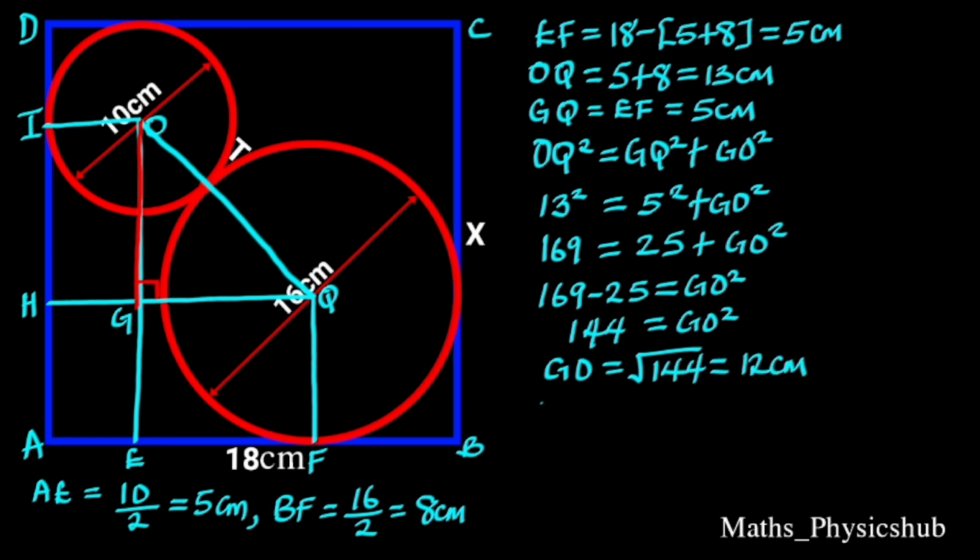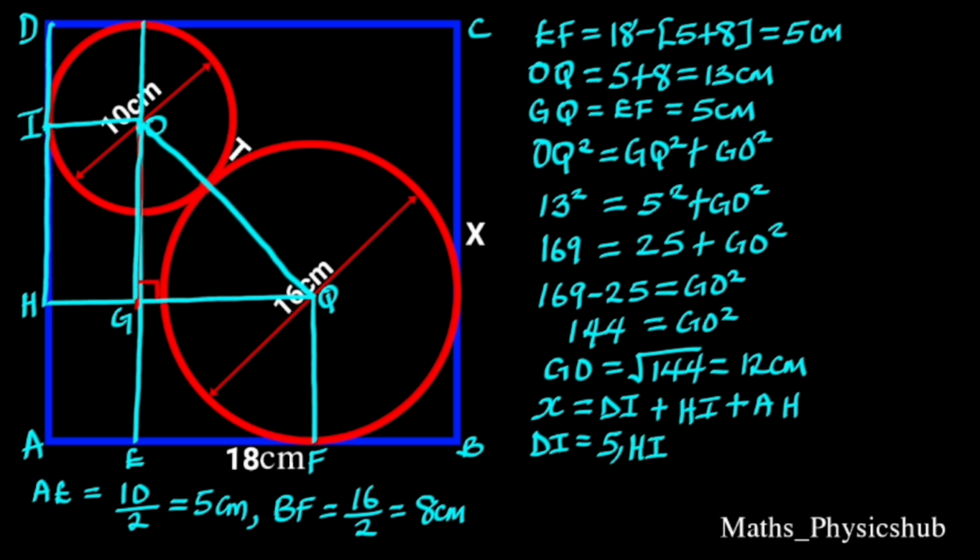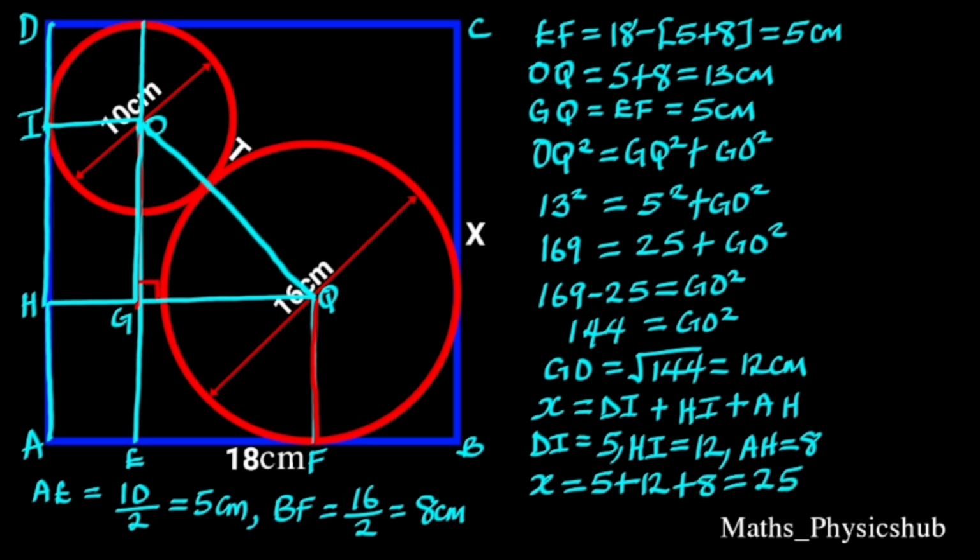To find x, x equals DI plus HI plus AH. Reason: opposite sides of a rectangle. DI equals the radius of the small circle, that is 5 centimeters, HI equals GO, that is 12 centimeters, and AH equals the radius of the big circle, which is 8 centimeters. Substituting these values will give us x equals 5 plus 12 plus 8, which equals 25 centimeters.